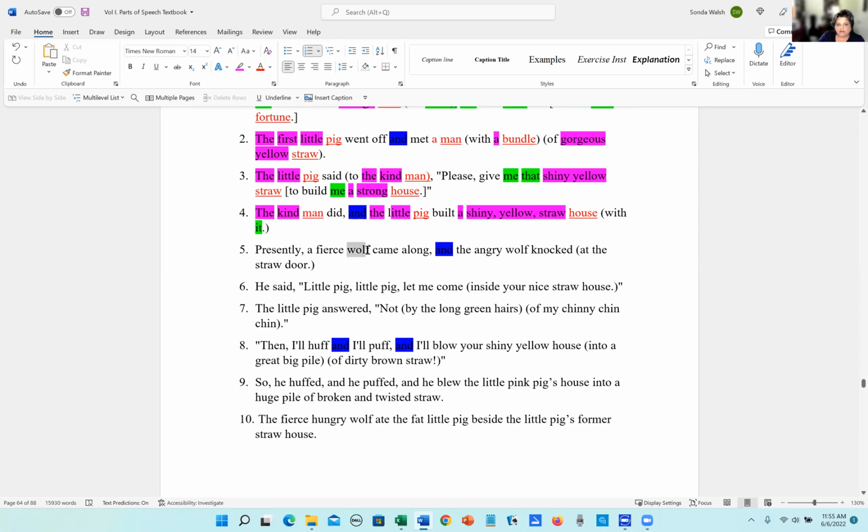Wolf is a noun. And here's another wolf. And door. Now let's go and identify our a, an, and the articles.